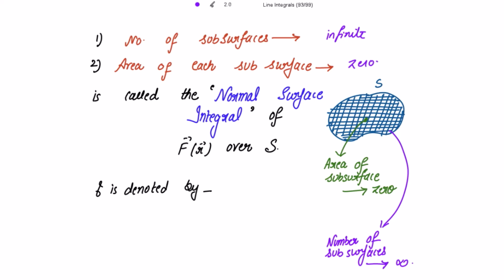Then this is called the normal surface integral of F vector over S, and is denoted by the integral of F vector dot dA vector across S, which is equal to the integral of F vector, its dot product with dA, which is n vector dS. This is your vector area, and this is the magnitude of the area which is multiplied with the unit vector. That is equal to the vector area of the subsurface across S. So this is your normal surface integral.